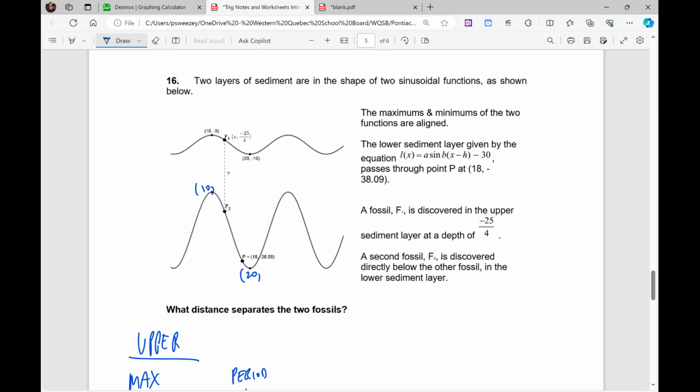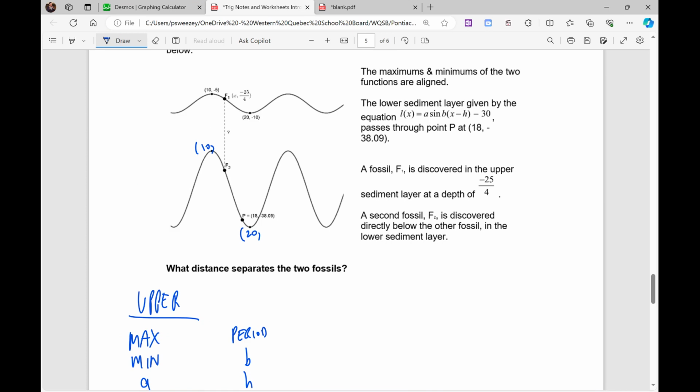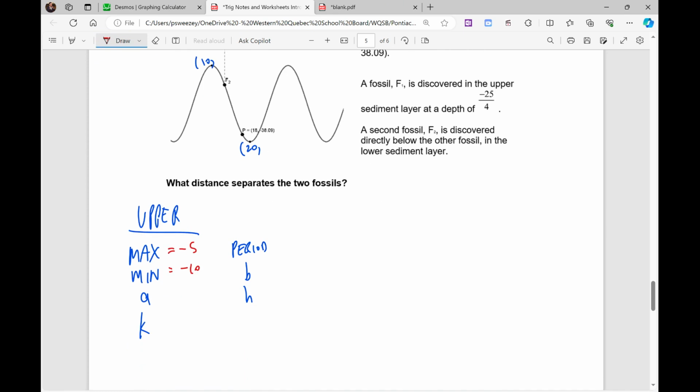So, first things first, the maximum I know is -5. Kind of weird that it's a negative value, but it's the highest it goes. The minimum is -10, meaning I can figure out A by taking the total distance between the two and dividing it by 2. Between -5 and -10 is 5 units. Divide that by 2 gives me 2.5. Then K is taking the maximum and subtracting A, so -7.5 is my K value.